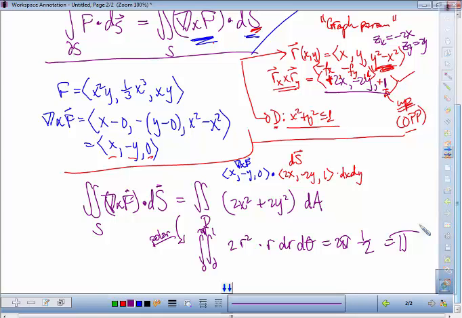All right, so that's one way to use Stokes' Theorem, is that we're doing a line integral. Instead of doing the line integral directly, which we could have done, we're going to go into a flux integral.